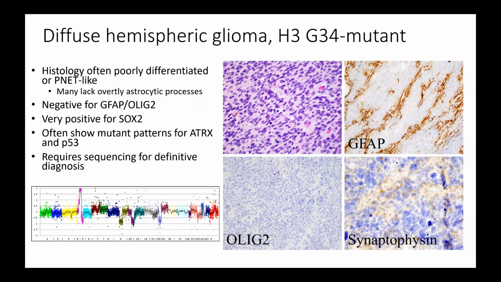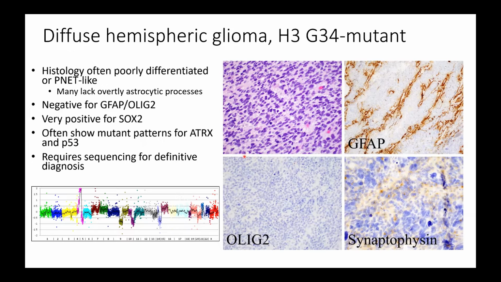High N/C ratios, and they are frequently negative for glial immunohistochemical markers. Here's an example of OLIG2 and GFAP. In this instance, GFAP is hitting some background infiltrated brain. And then positivity for neuronal markers is much more common, such as synaptophysin, and occasionally other neuronal or neuroepithelial markers can be positive. And these tumors frequently show ATRX and P53 mutant patterns as well. So if that's part of your panel, be aware. And for these, usually sequencing is required.